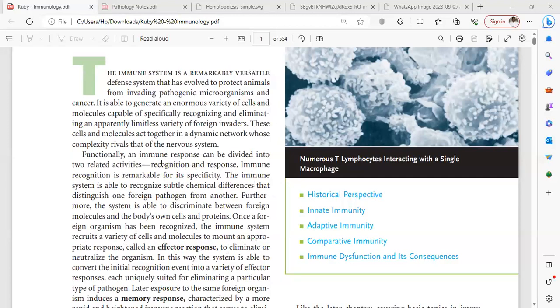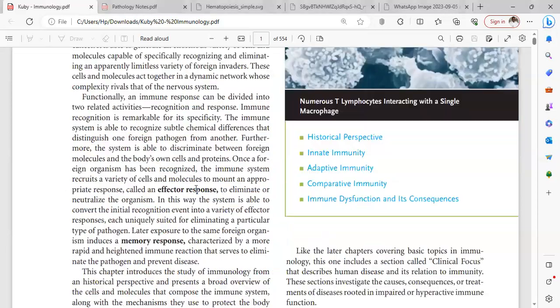So I've explained recognition, which is able to discriminate between our own host cells and the foreign part. And response is how the immune cells react to that foreign substance. That's why it's divided into two activities: the recognition part and the response part. So the first time that the immune system responds to a foreign pathogenic microorganism, it's an effector response.